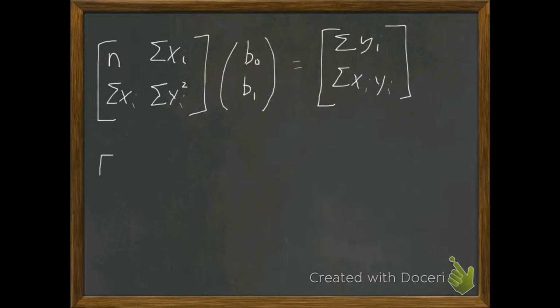Now, gang, if we were going to create this matrix, N for our GPA data was 5. We saw the sum of the x sub i's was 125.